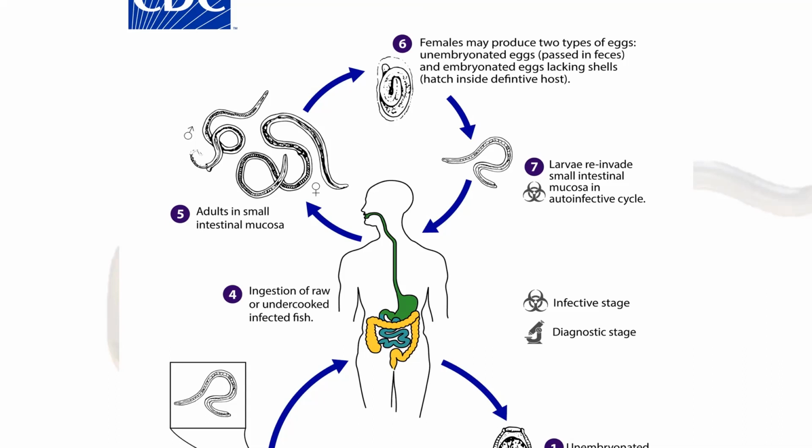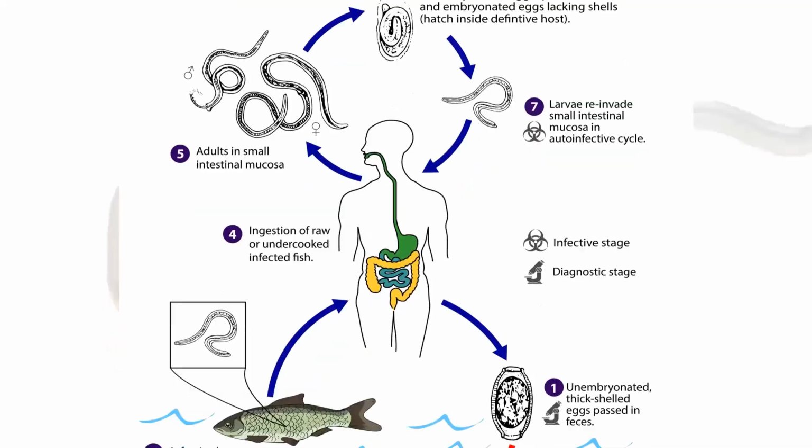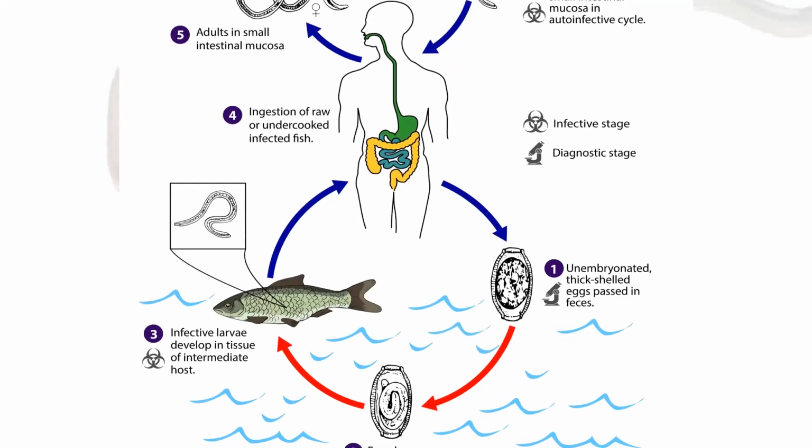Female will produce two types of egg. Isang embryonated at isang unembryonated. The unembryonated egg will be passed through the feces, while the embryonated egg lacks the shells, which will hatch inside the body. Okay? So kapag naman po na-deposit na yung egg sa stool, so pwedeng nandun siya sa body of water, okay, na nagiging dahilan kung bakit nag-emerge sa sea or sa body of water na nakakain ni fish. Itong fish na ito, kinakain ni man or kinakain noong bird.